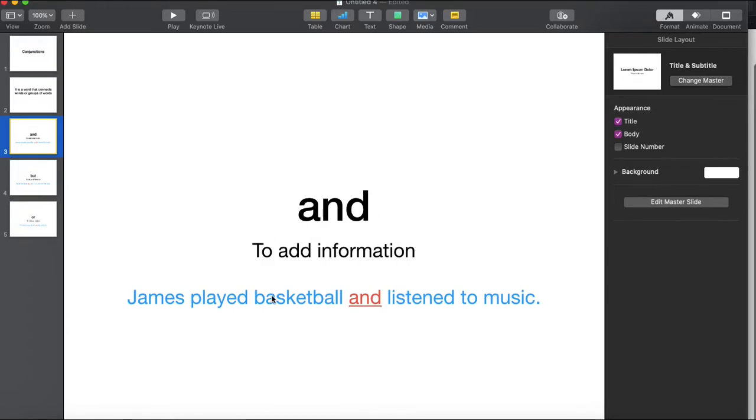Now, when do we use and? We use and when we want to add information. For example, James played basketball and listened to music. I did my English homework and my math homework. So I use the conjunction and to add information. Only when I want to add information, I use the conjunction and.